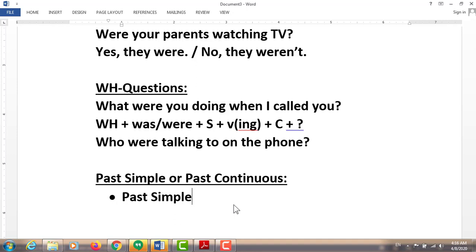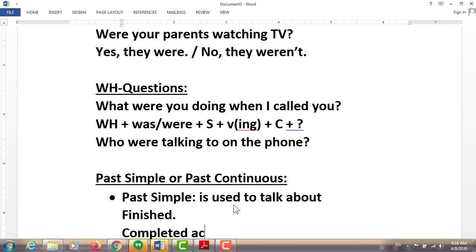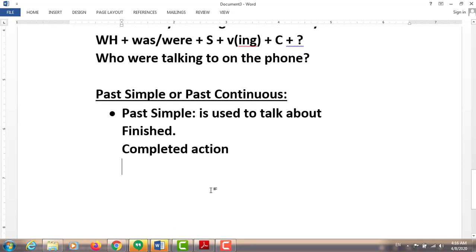Past simple is used to talk about what? Finished action, 1. Completed action, 2. Okay? Past simple is used to talk about finished action or completed action. This is the main difference. For example, I watched a movie. So this action is completed and the time is what? Specific.